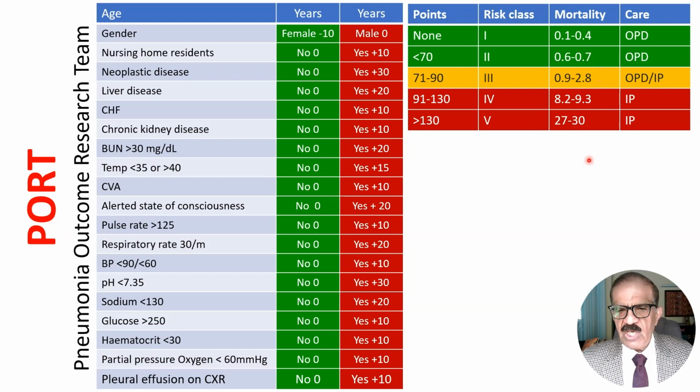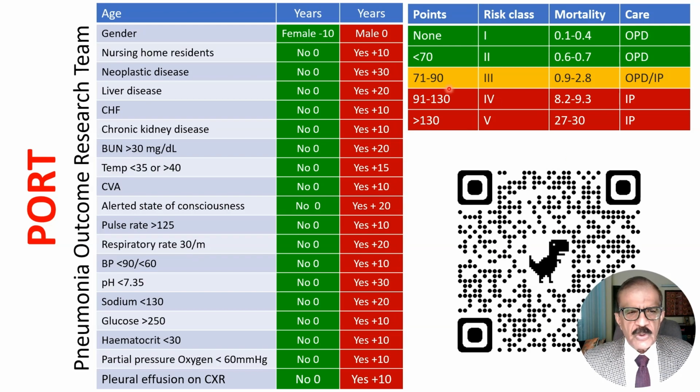So if the category changes, then of course our plan would also change. If a patient in this category later on becomes more sick and goes to this category, then of course at that point of time he or she would require hospitalization. So this again is available if you scan this QR code, and that will lead to this page, and then you can do scoring on the web.